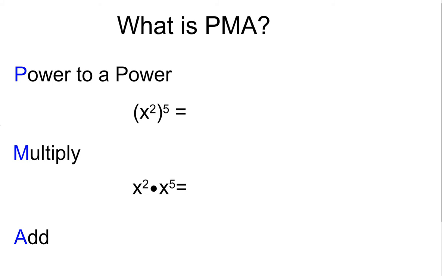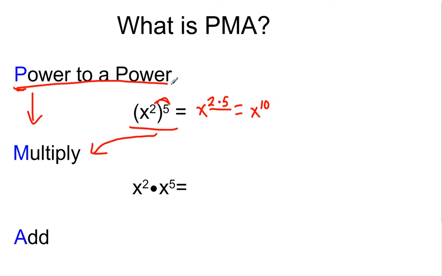PMA stands for, the P is power to a power. So it's this situation. And basically the way this works out is you just do the next thing down the list. So if you have a power to a power, so if you have an extra little exponent on the outside of parentheses, this means that we are going to multiply the exponents together. So we get x squared times 5, so x to the 2 times 5 power. We're multiplying those exponents together, and that gives us x to the 10th power.